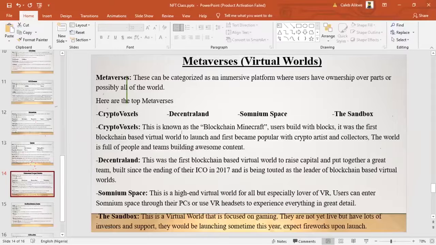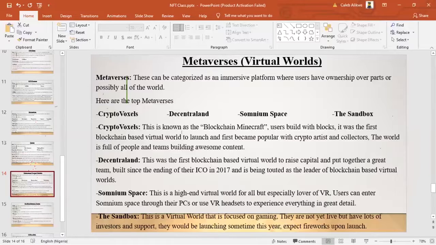You really enjoy it. Then Decentraland, this was the first blockchain-based virtual world to raise capital and put together a great team. They were built after the ending of the ICO in 2017, and they are building a lot of impressive stuff on it. You see a lot of major companies and individuals owning land on Decentraland.